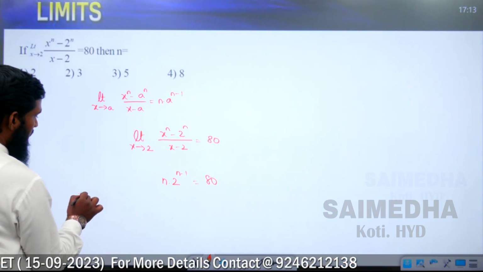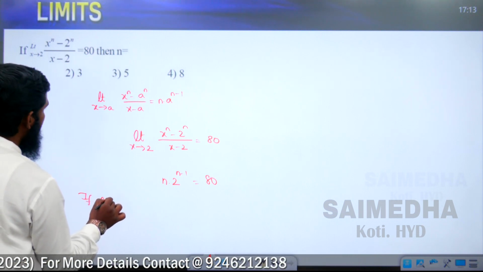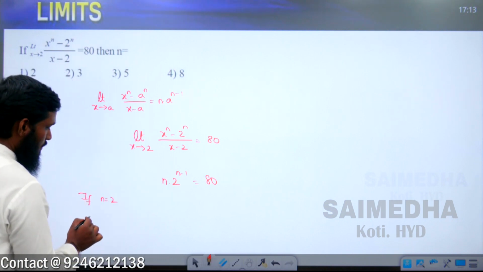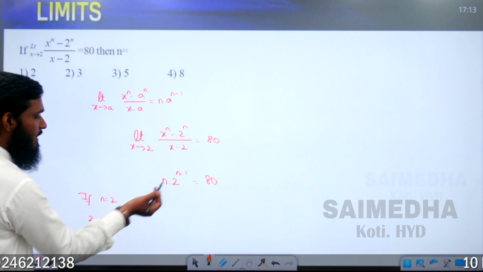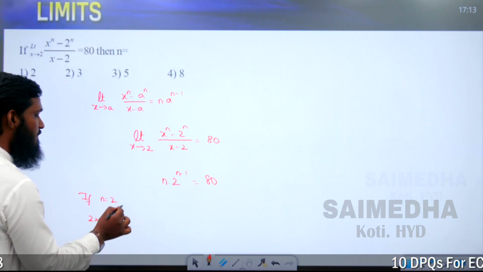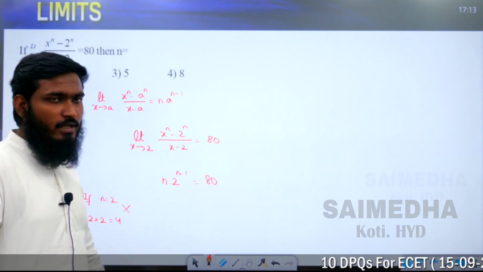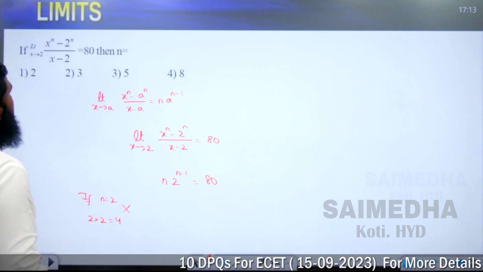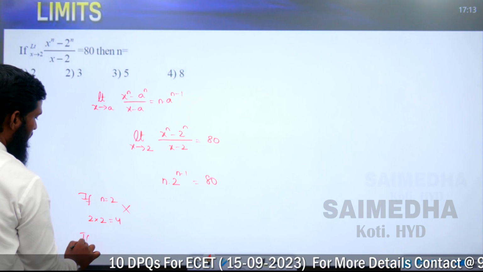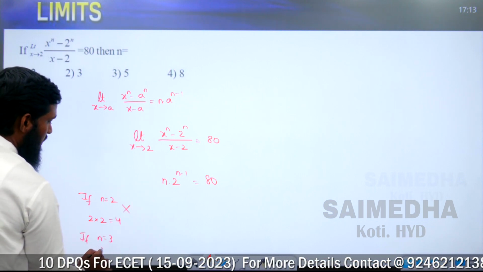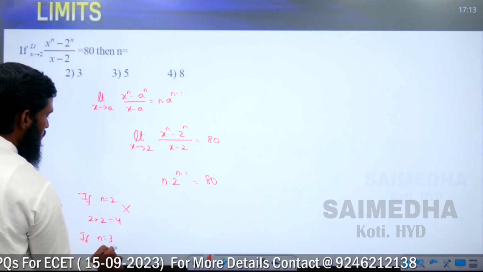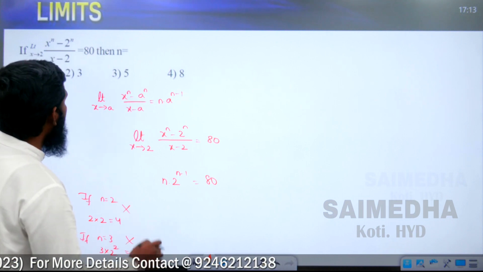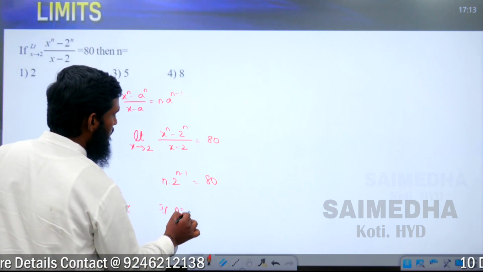Suppose we take n equal to 2. Then n equals 2 means 2 into 2^(2-1), that is 2 into 2, which is 4, so we are not getting the answer. We should get 80 after substituting the n value. Next we take n equal to 3. Then 3 into 2^(3-1), which is 2 squared, 4, and 4 threes are 12. Again this is also not 80. Okay, now if we take n equal to 5, what will happen?